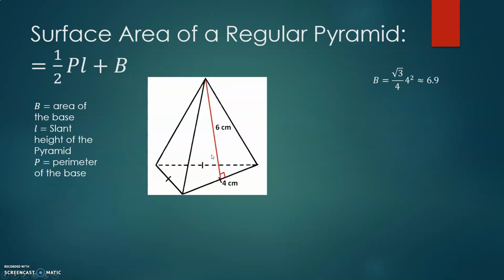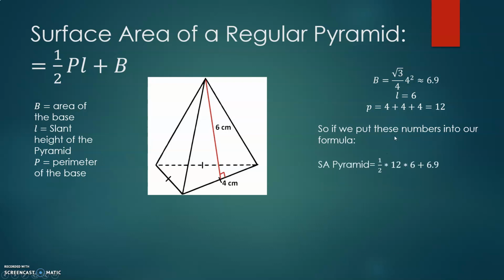My slant height is given to me right here, the distance from the point down to the midpoint of the side. So that's given to me as 6. And then the perimeter of the base, this is 4 by 4 by 4. So 4 plus 4 plus 4, which equals 12. So then we just stick those into that formula that we were given at the beginning. This is 1/2 times 12, the perimeter, times the slant height, which was 6, plus the area of the base, which was 6.9. So 1/2 of 12 is 6. 6 times 6 is 36, plus 6.9. So 36 plus 6.9 gives us 42.9, again, square centimeters.